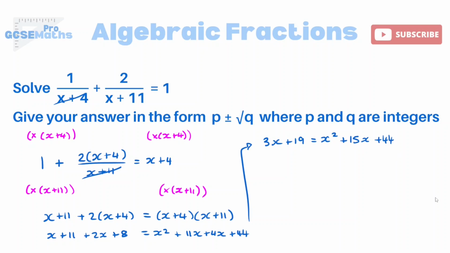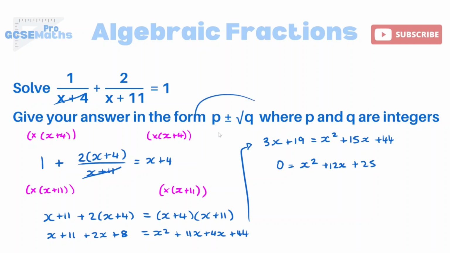Because it's a quadratic, I do still need to get everything on one side. Now move it to where the x squared is positive, so I'm going to move everything to the right hand side in this case. So we get 0 equals x squared, 15x take away 3x is 12x, and 44 take away 19 is 25.